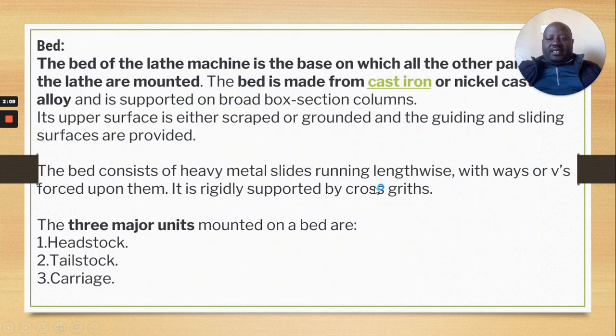The bed of the lathe machine is the base on which the other parts of the lathe are mounted. The bed is made of cast iron or nickel cast alloy and is supported on broad box section columns. The upper surface is either scraped or ground, for guiding and sliding. So we have three major units mounted on the bed: the headstock, the tailstock, and the carriage.